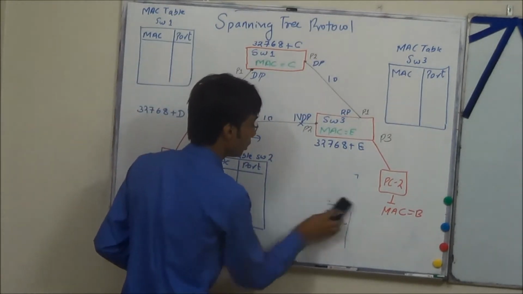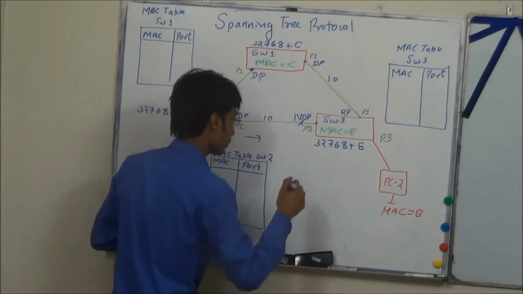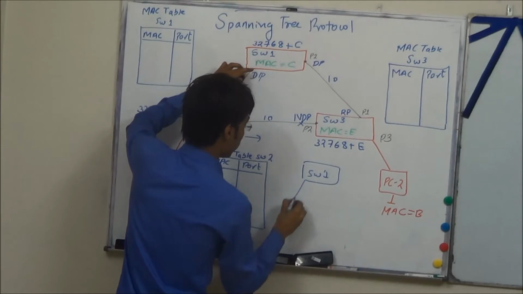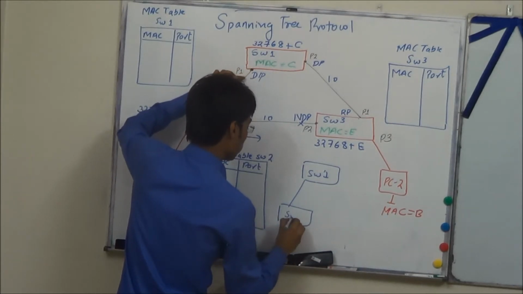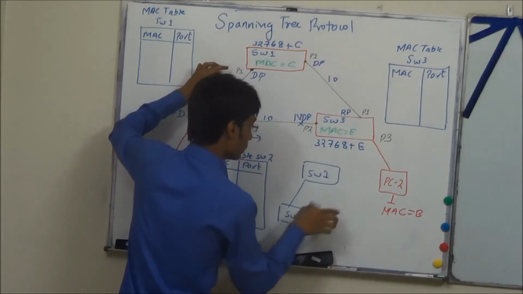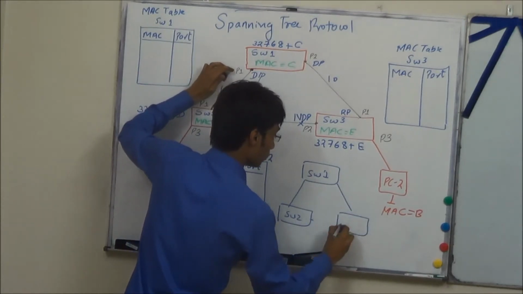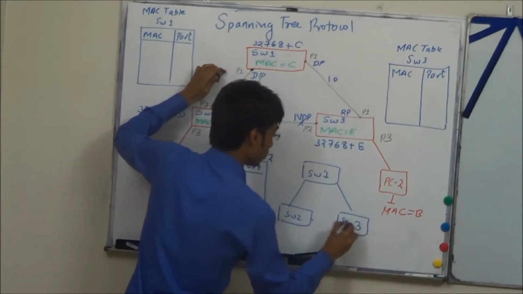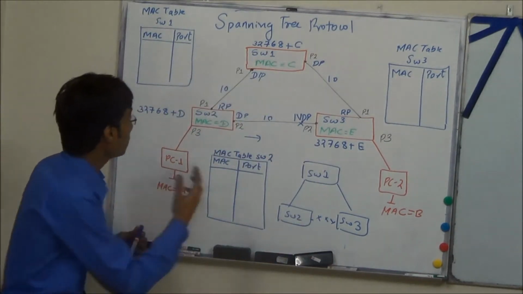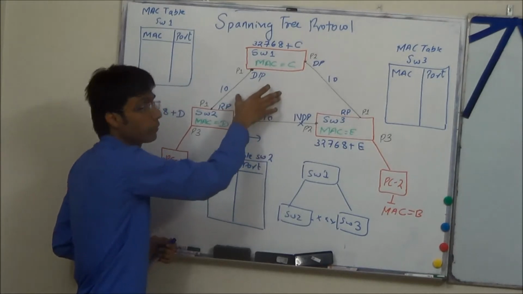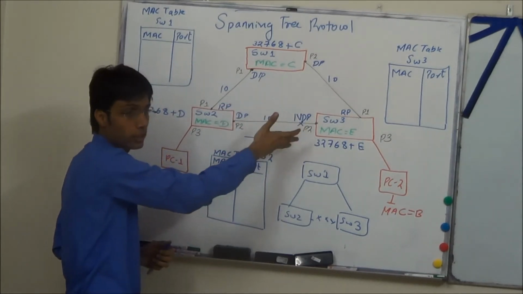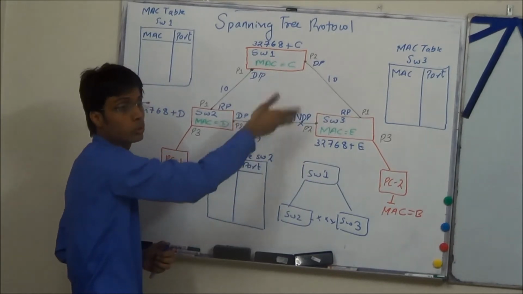Let's see how the logical topology looks. We have switch 1 here, connected to switch 2. Sorry, this is switch 2, and this is switch 3. And this is the broken path here, logically broken. If any of these two paths fails, this one will come into action, some changes will take place, and this link will be available to transfer data.